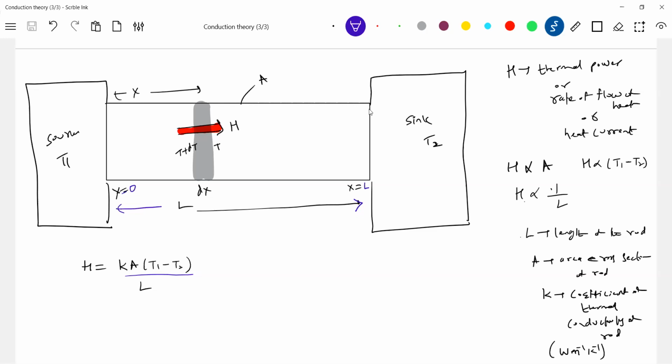What happened? We have designed a formula. What is the unit for H? H is the thermal power, the amount of heat flowing per second. I'll write it in a very simple way: H equals KA delta T, the temperature difference, or further, delta T by R. What is R? I'll call it thermal resistance.